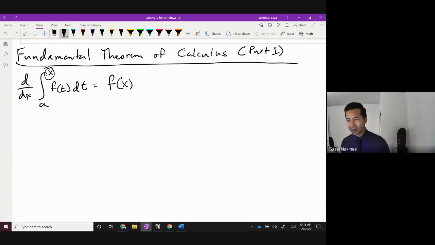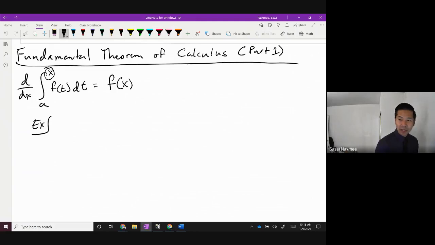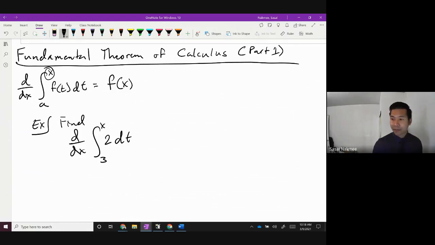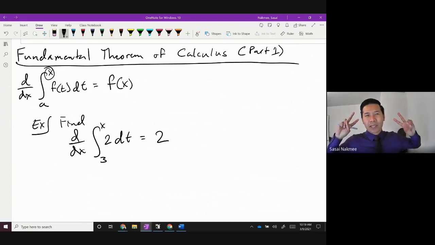I know that sounds weird. It sounded weird to me the first time I saw this, but let me show you an example of this. What does this mean? So if I was asked to find the derivative with respect to x of the integral from 3 to x of 2 dt, you ready for this? This would just equal 2 because the derivative and the integral function, I don't want to say it this way, but they cancel. They don't actually cancel, but it takes you back to where you started.